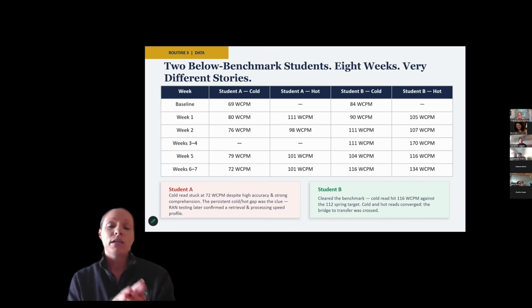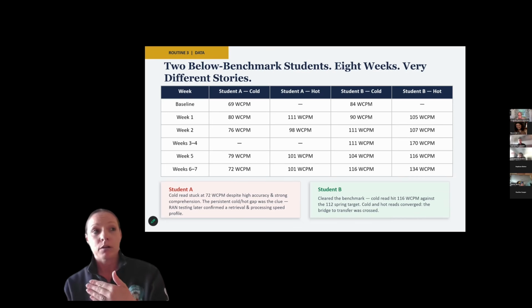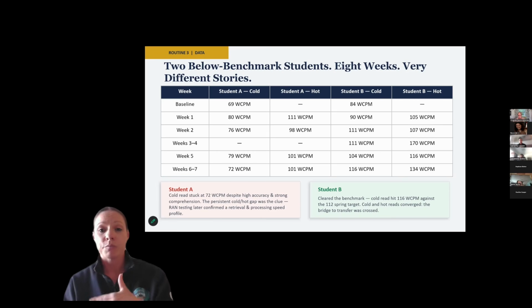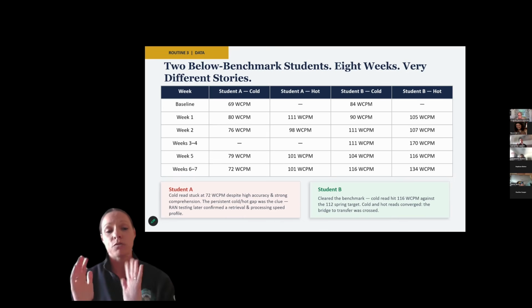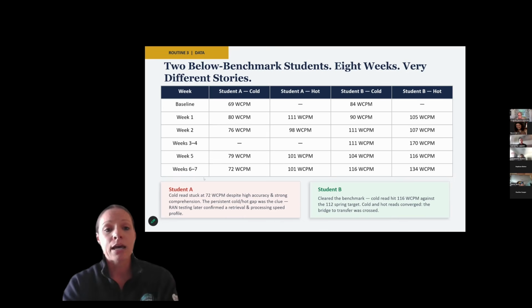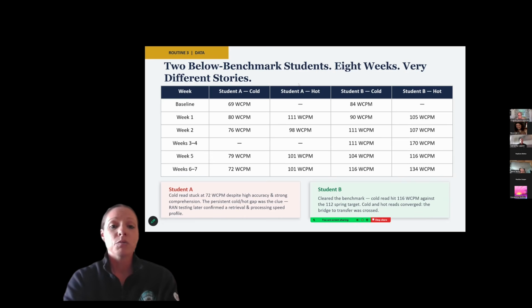But I also wanted to see how they were doing with passages that they were very familiar with. Those are called hot reads. That's the passage that they have been practicing all week long. And I wanted to see the gap between those two. You can see I have student A's first column is her cold reads, and you will see student A's hot reads in the second column.